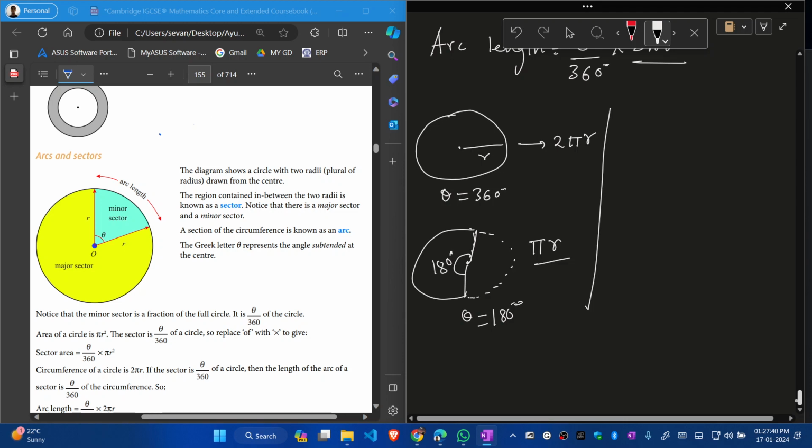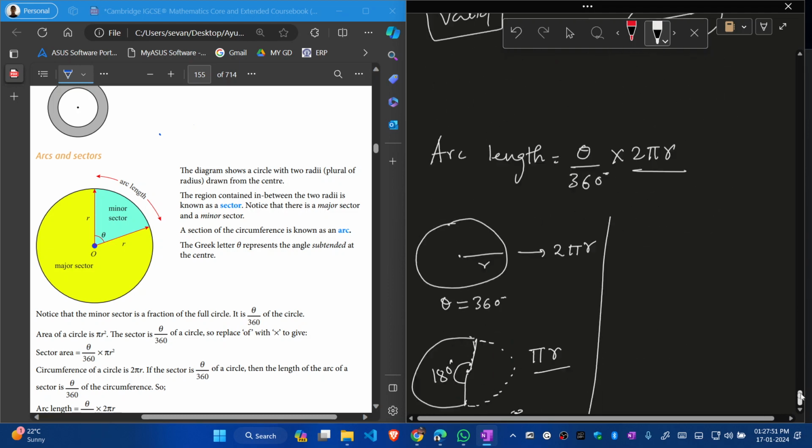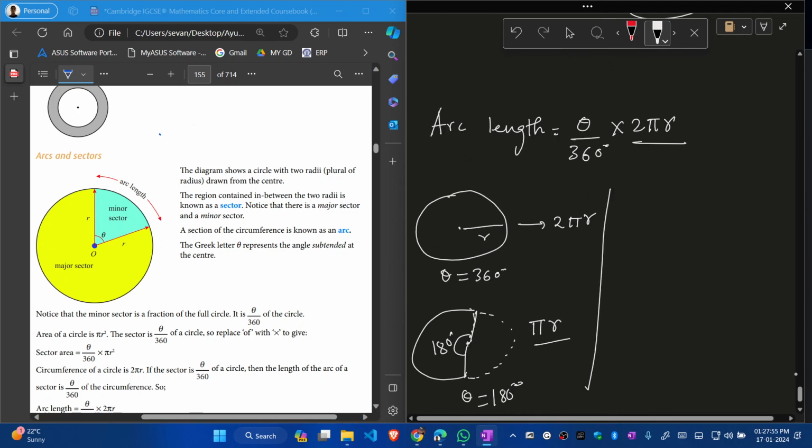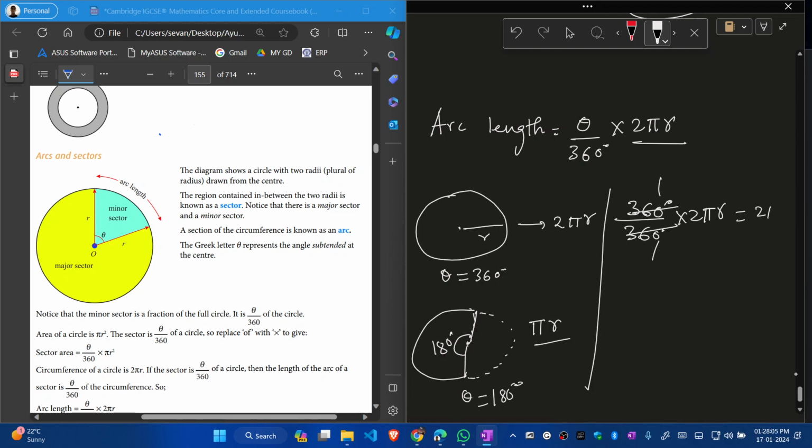Okay, so the same thing has to come from the arc length formula also. What is that arc length formula? Arc length is theta over 360 times 2 pi r. In this case, 360 over 360 times 2 pi r, so can you see this gets cancelled, 1 and 1? So only 2 pi r.